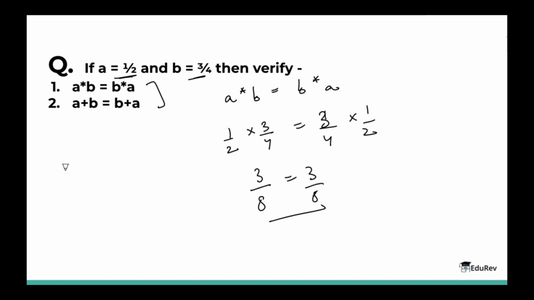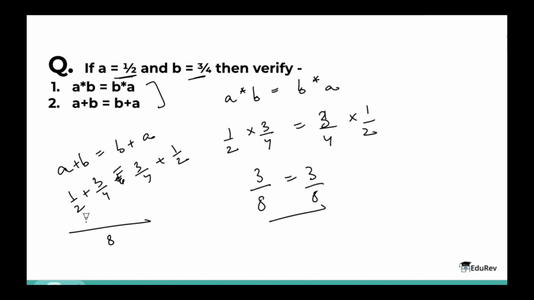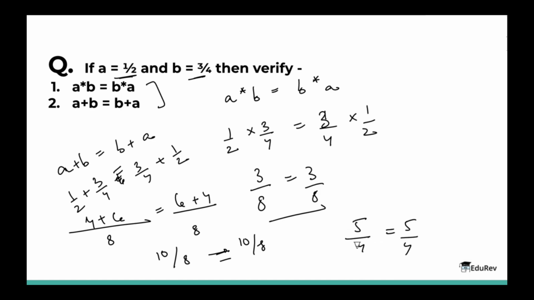So it's verified. Whereas if I do A plus B equals B plus A, it's going to be half plus 3 by 4, equal to 3 by 4 plus half. Here I can simply write 8, 4, 6 and here also 8, 6 plus 4. That is 10 upon 8. And here also I can write it as 10 upon 8, and I can finally write it as 5 by 4 equals 5 by 4. So left hand side equals right hand side and hence it's verified.